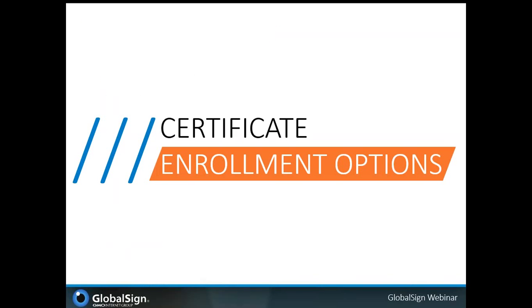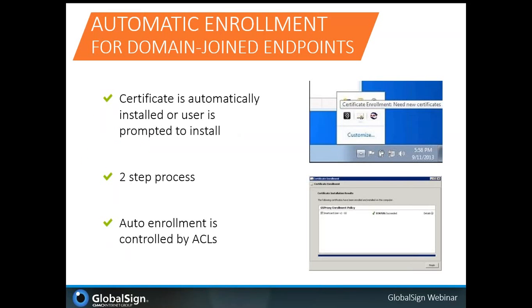So let's look at the certificate enrollment options offered through AEG. The first is the automatic enrollment for domain-joined endpoints. The user automatically gets certificates installed or gets prompted to install these, so there's no need for the manual enrollment process. Whatever templates are issued through group policy will automatically be enrolled on that user's endpoint once they log in to their domain.